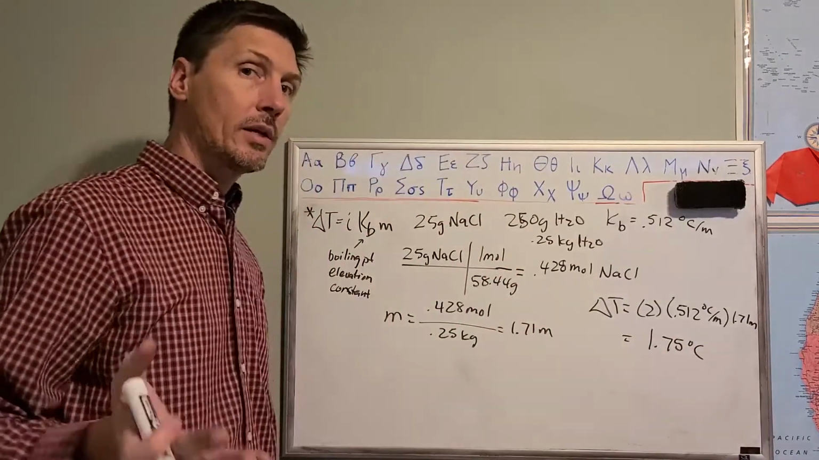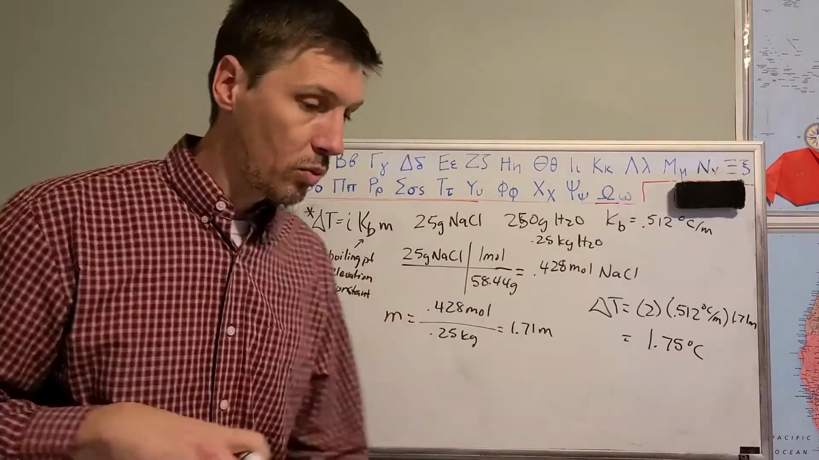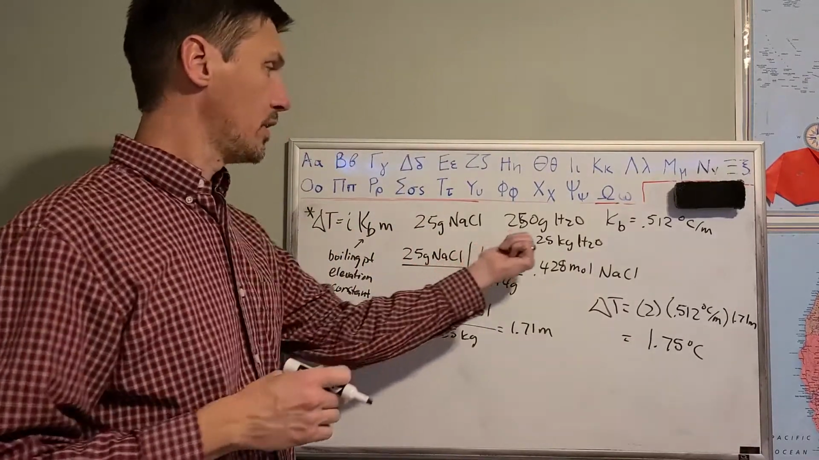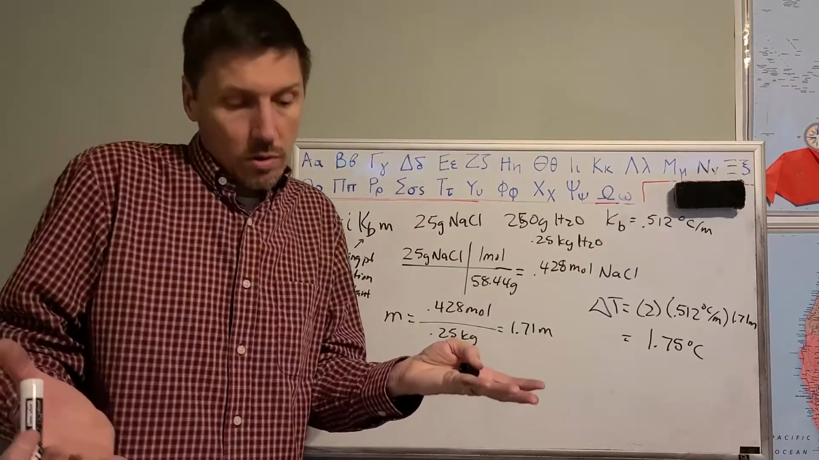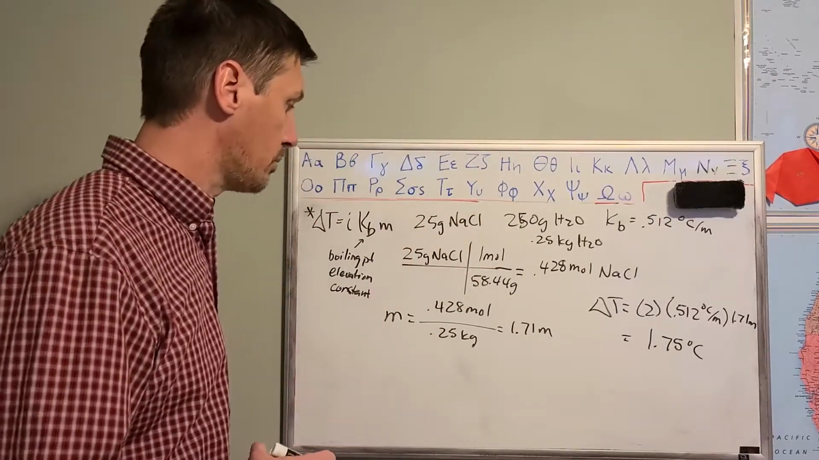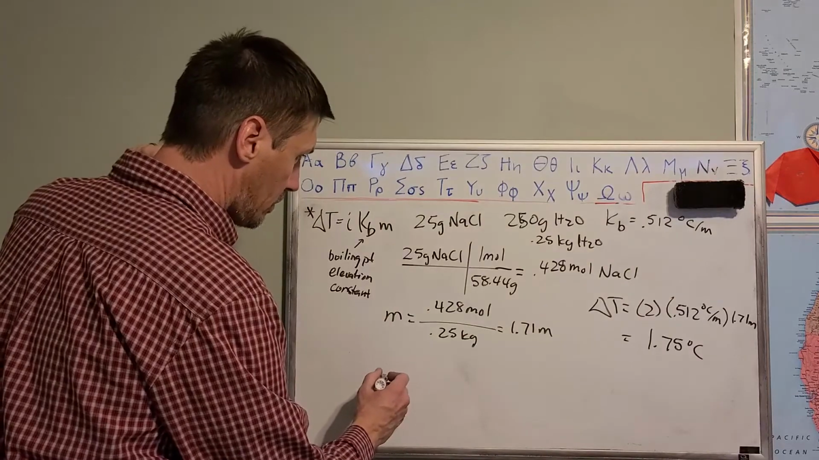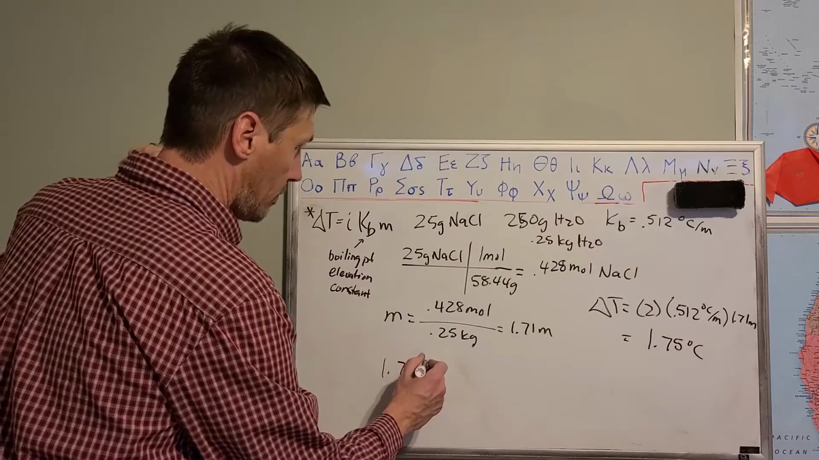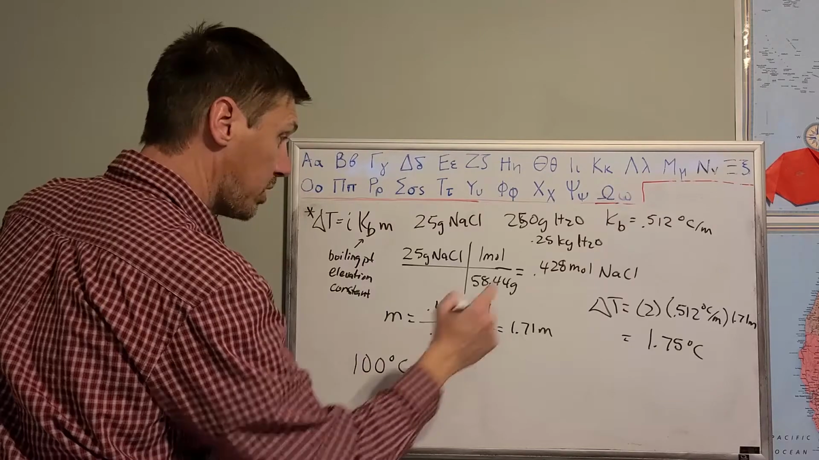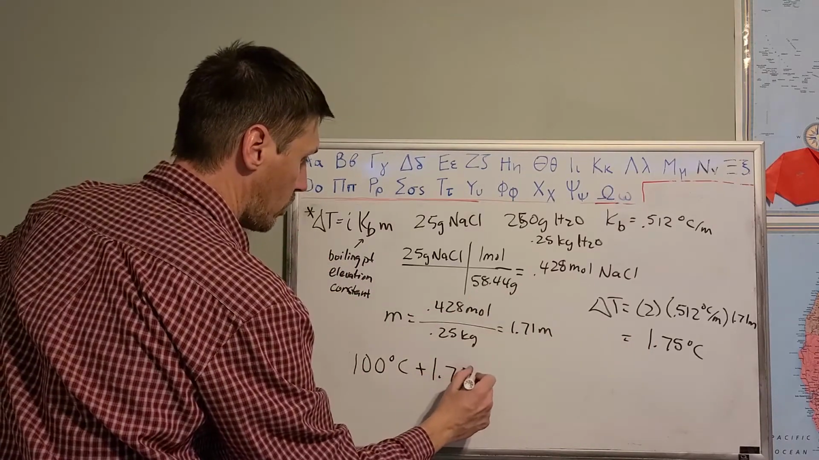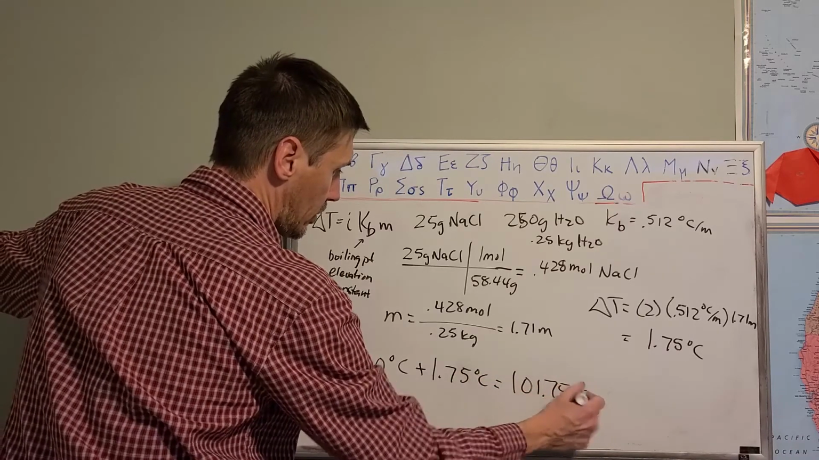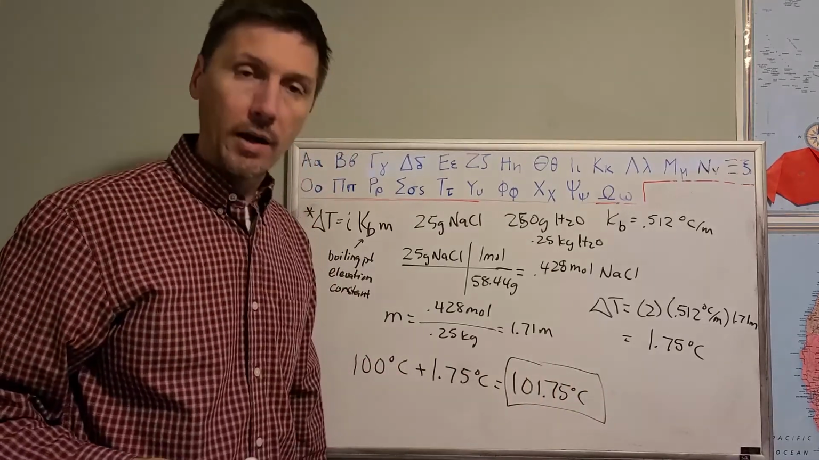degrees Celsius. Now, like I said before, that is not our final answer, because it didn't ask us what is the change in temperature if we add this much NaCl to this much water. It said, what is the new temperature? What is the boiling point of this solution if we mix this with this? So we need to say what the new boiling point is. And so the new boiling point is 100 degrees Celsius, which is the normal boiling point of water, plus this change in the boiling point, which is 1.75 degrees Celsius, for a final boiling point of 101.75 degrees Celsius. And that would be our final answer. All right?